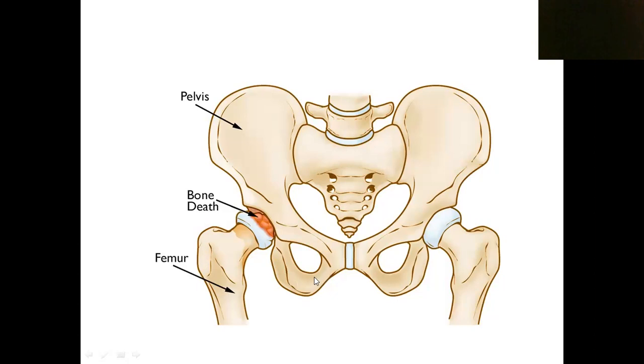Then the outer surface of this ischiopubic ramus, from this area. So adductor longus is from the body, adductor brevis is from the body of the pubis and this ischiopubic ramus. Now adductor magnus is from the ischial tuberosity and this ischiopubic ramus.